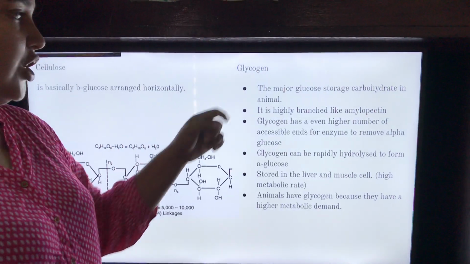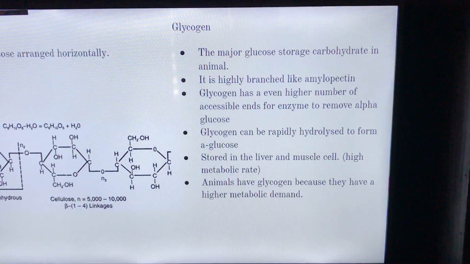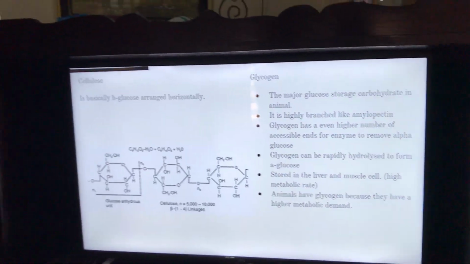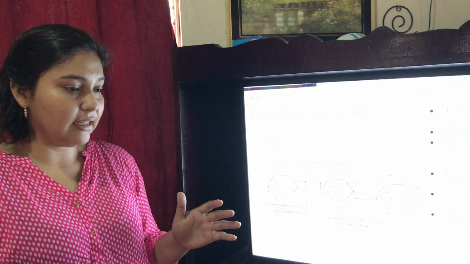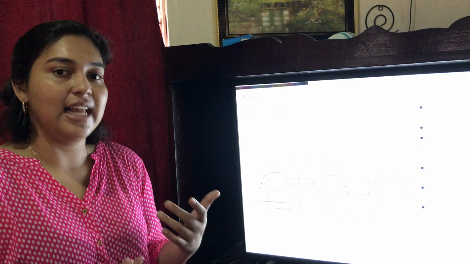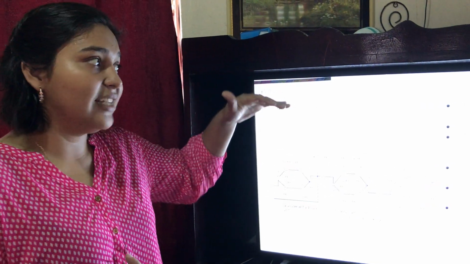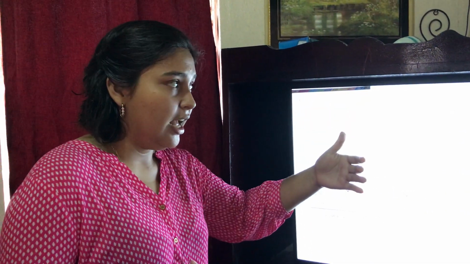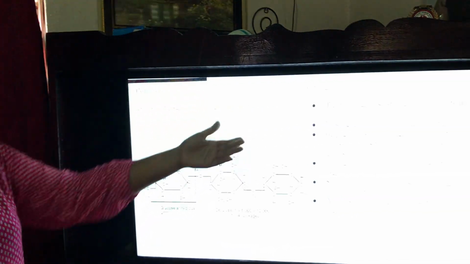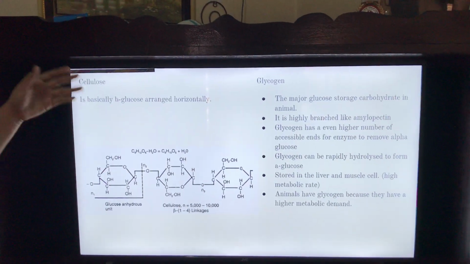The last one is glycogen. Glycogen is the major glucose storage carbohydrate in animals. It is highly branched like amylopectin. However, it has even higher numbers of accessible ends. Therefore, it is found in organs like muscles and in the liver because they have a higher metabolic rate, and animals have a higher metabolic rate because they need more energy than plants. Therefore, animals have glycogen and plants do not. And that is one of the differences between glycogen and amylose and amylopectin.